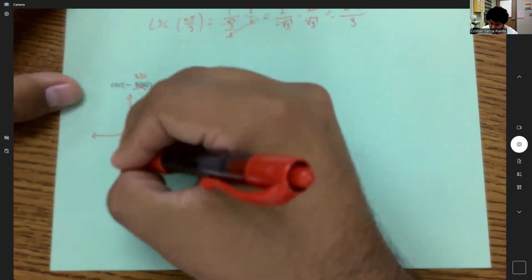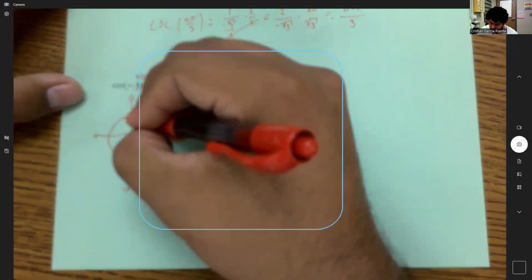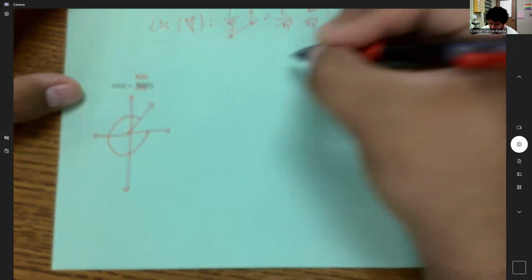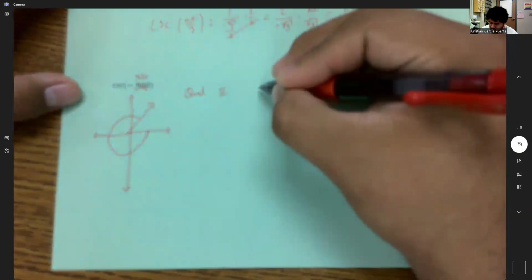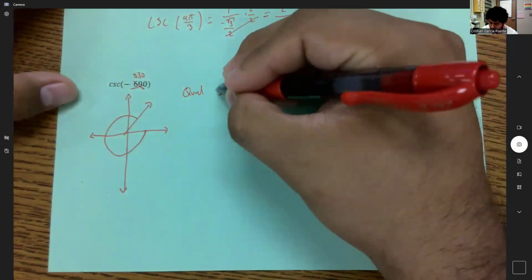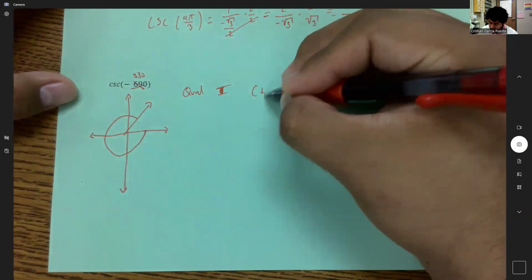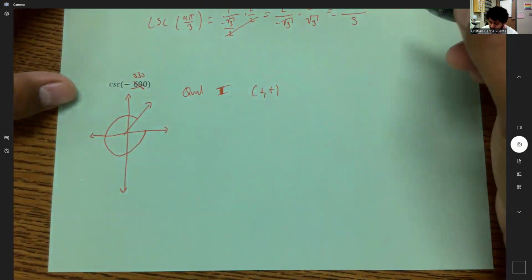Is 330 bigger than 90? Yes. 180? Yes. 270? Yes. 360? No. So we stop in that quadrant. What quadrant am I in? Quad 2. What's my signs? Or quad 1 I'm at. In quad 1, what are my signs?